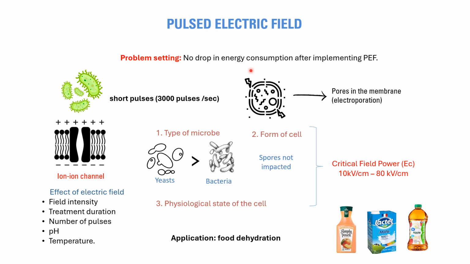And how does it happen? Food is placed between two electrodes and then you apply short pulses of electric field. What happens? There is a change in transmembrane potential of cells. So what exactly is this transmembrane potential and what is its role in cells? So we all know that cells are made of ion-ion channels and ion-ligand channels that help maintain cellular equilibrium and help us carry out various metabolic functions.